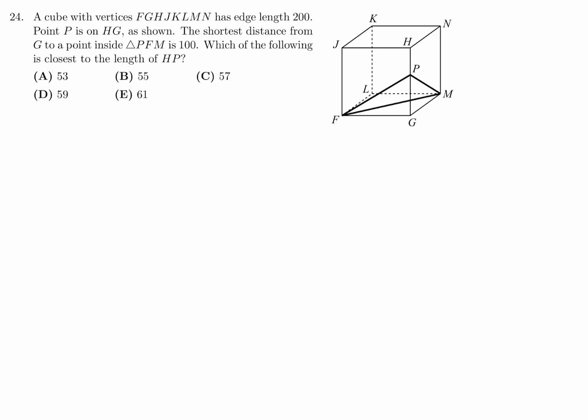A cube with vertices F, G, H, J, K, L, M, N has edge length 200. Point P is on HG as shown. The shortest distance from G to a point inside triangle PFM is 100. Which of the following is closest to the length of HP?